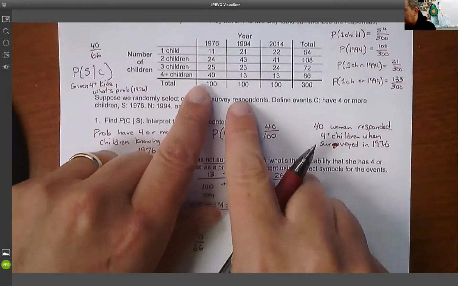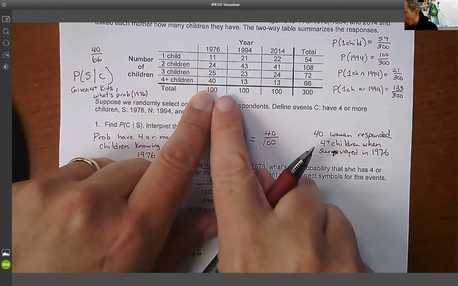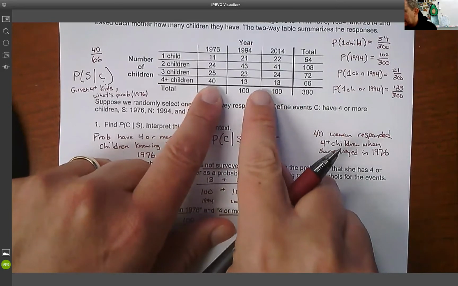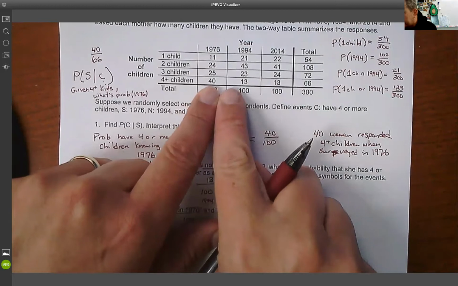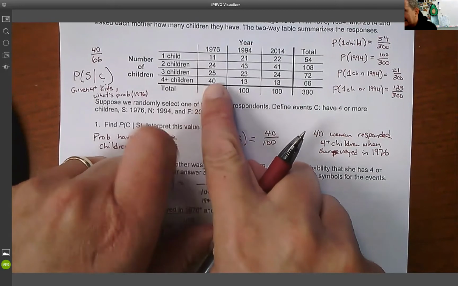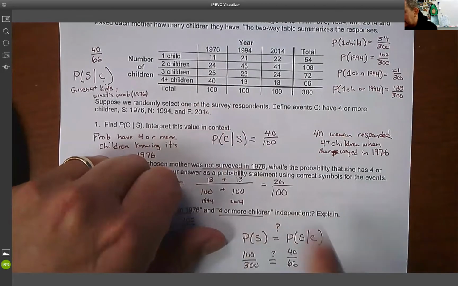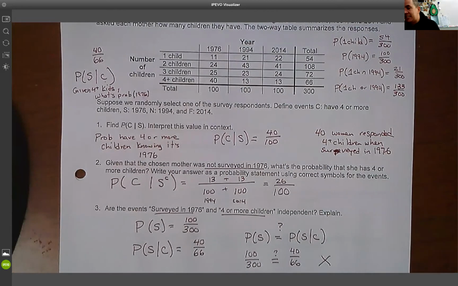So take a look up here. If I know what year you were surveyed, notice it was 100 in every case. When I look at this, if I know it, I can tell you for a fact that this is a significantly different number than that 13. 40 is different than the 13. So they are not independent.